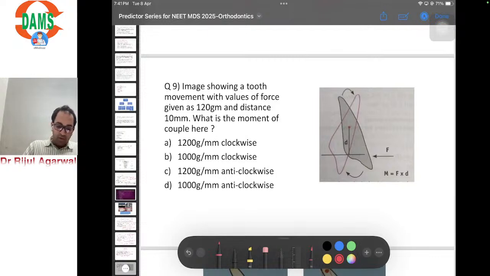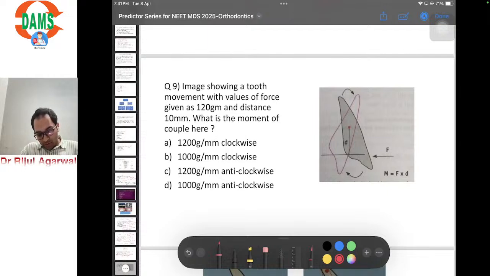Okay, so image showing a tooth movement with values of force given as 120 gram and distance at 10 mm. What is the movement of couple here? So the options are again a previous year question. The answer में थोड़ा सा confusion या problem हुआ है. Okay, so the options are 12 gram, 1200, 1000, 1200 gram, anti-clockwise, clockwise and all that. Okay, अब इस image को देख के अगर हम देखें, so what kind of movement is happening here?